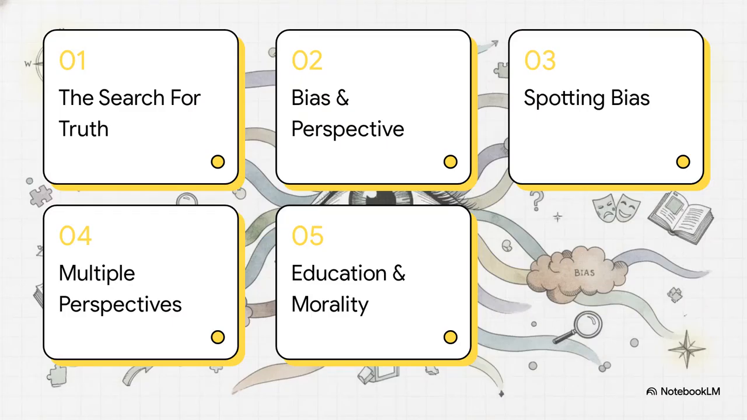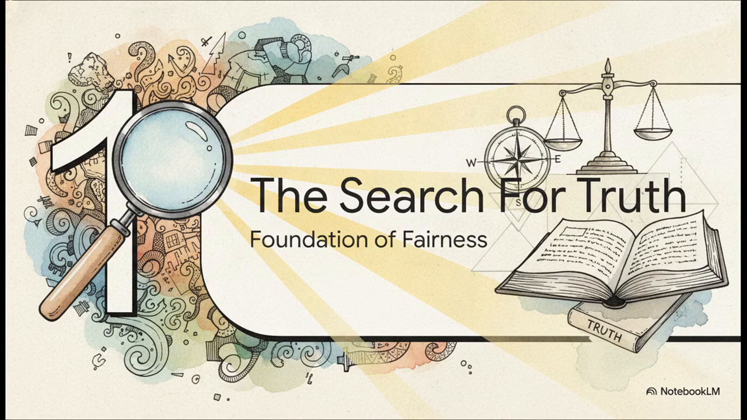Here's a quick look at our roadmap for today's mission. We're going to start with the search for truth, move on to defining bias and perspective, and then get some practice spotting bias in history. After that, we'll see why multiple perspectives matter before wrapping the whole thing up with how education is tied to morality. All right, kicking things off with Section 1, the search for truth, the foundation of fairness.